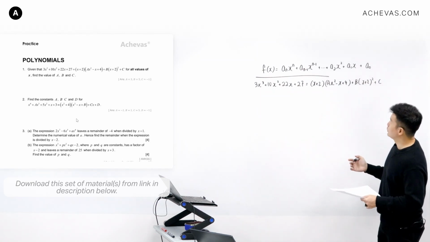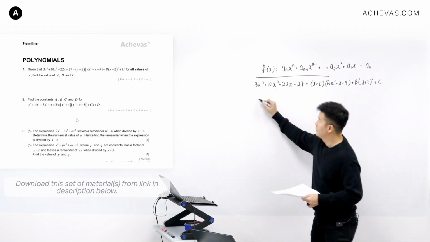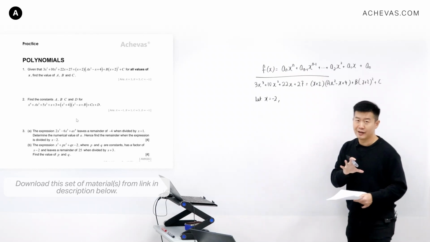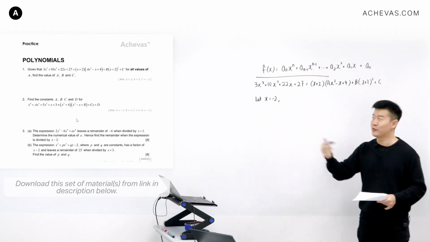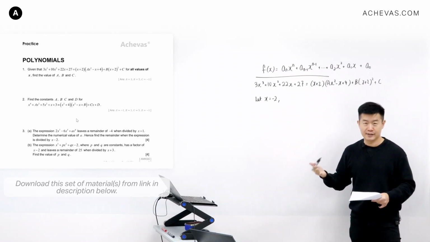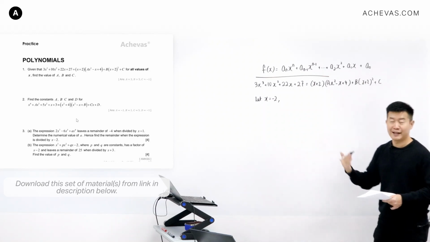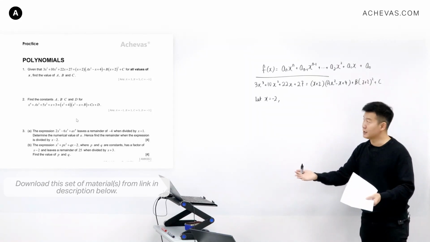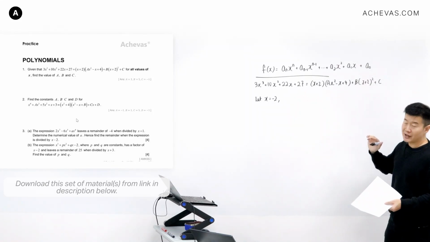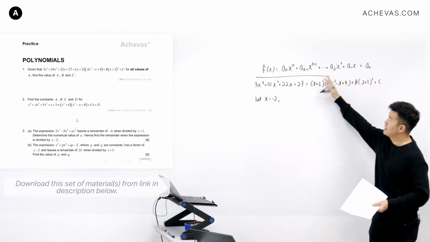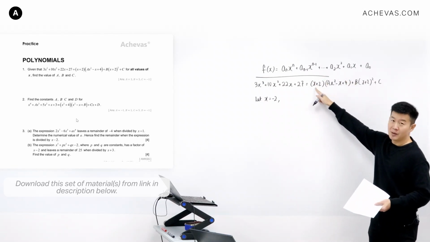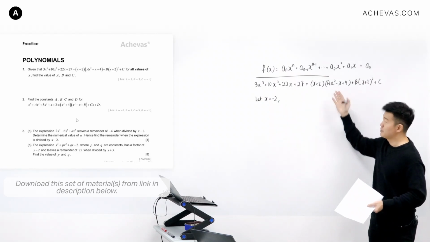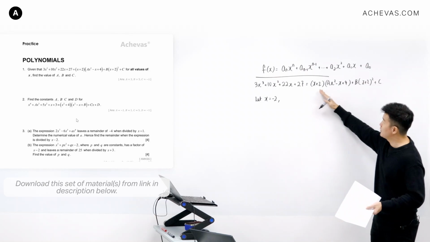I'm going to let x be equal to minus 2. Can you see why minus 2 is a convenient value for me to solve for a, b, or c? Because if I let x be equal to minus 2, on the left-hand side, I will definitely be able to just press into the calculator to get a number. But on the right-hand side, this entire expression will disappear because minus 2 plus 2 is equal to 0. So 0 times anything is still going to be equal to 0. So this expression will disappear.